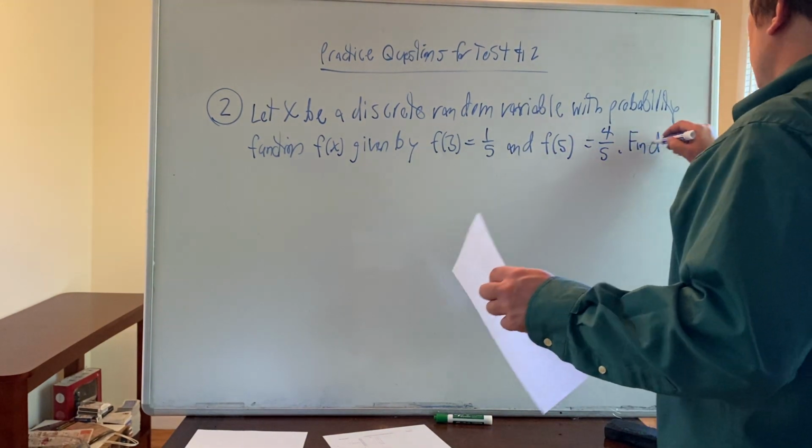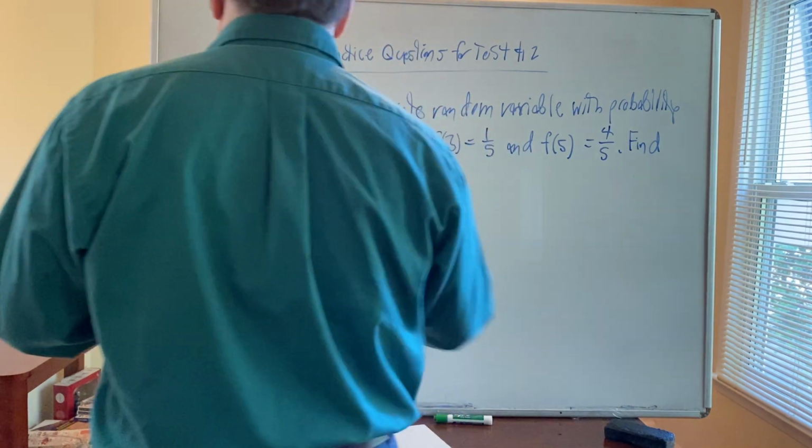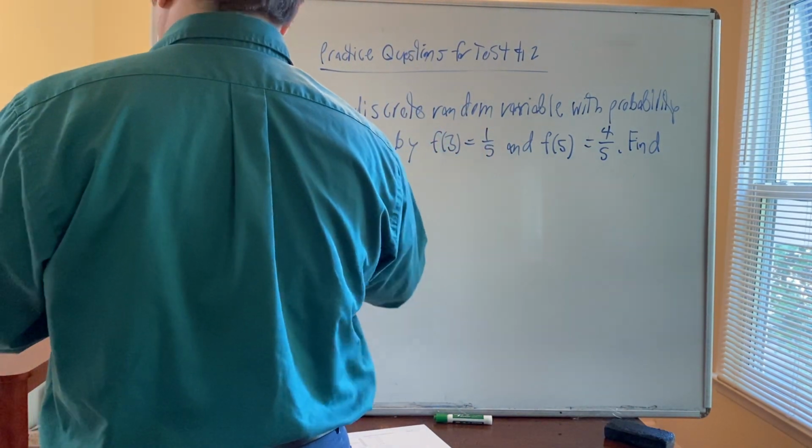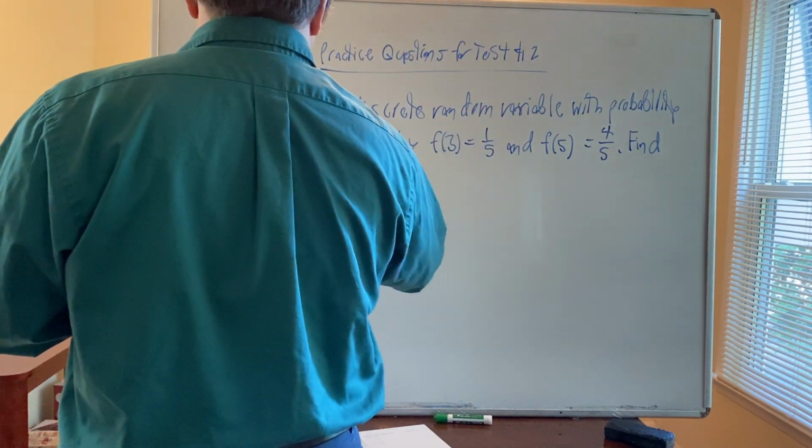Find the expected value, E of X squared plus 3X plus 9.